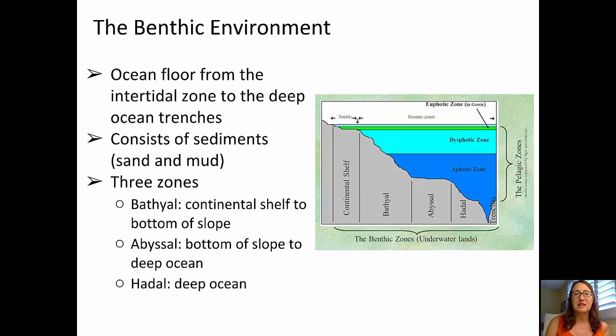Moving on to talk about the benthic environment. The benthic environment is the ocean floor from the intertidal zone to the deep ocean trenches. The sediments there consist primarily of sands and muds, and it has 3 specific zones. The bathyal zone, which is from the continental shelf to the bottom of the continental slope. The abyssal zone, which is the flat area along the bottom of the ocean. And the hadal zone, which is considered the deep ocean.